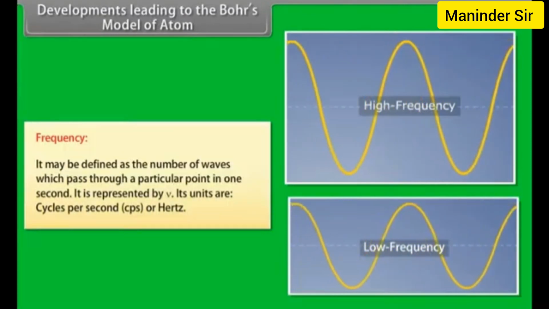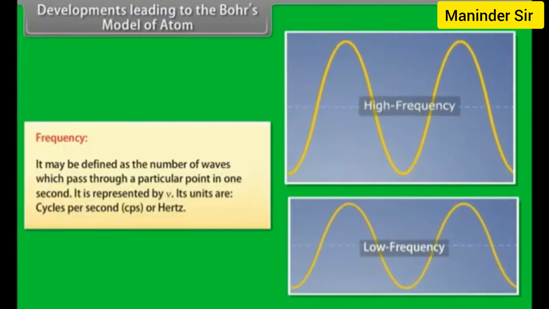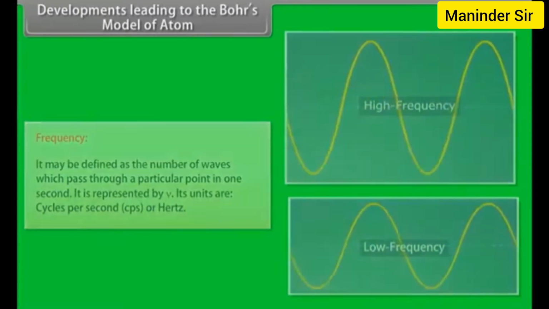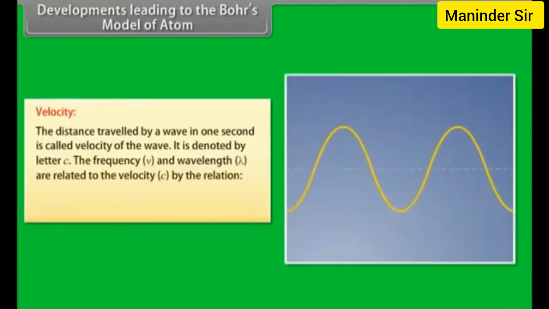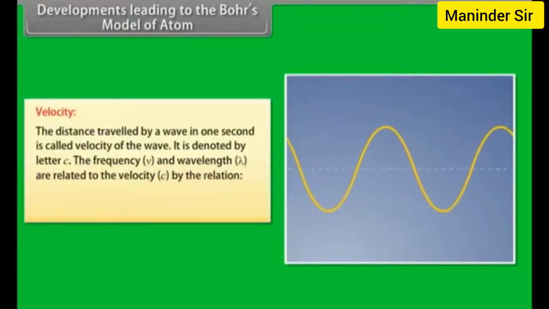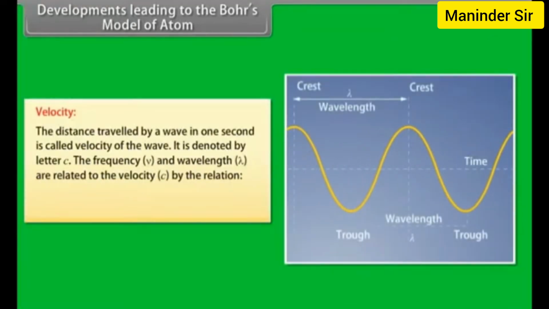It is represented by mu. Its units are cycles per second or hertz. Velocity. The distance travelled by a wave in 1 second is called velocity of the wave. It is denoted by letter c. The frequency and wavelength are related to the velocity c by the relation c is equal to mu into lambda. Its unit is meter per second.